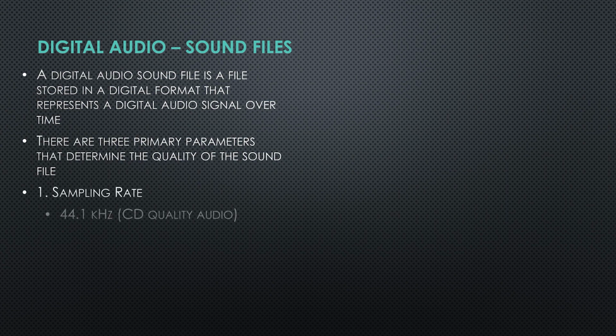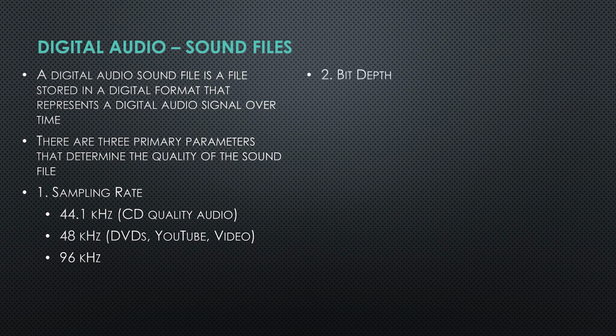One is the sampling rate, which could be 44.1, which is CD quality audio, has been for a long time and still is. 48 kilohertz, that's things like DVDs, Blu-ray, YouTube videos, really just almost all video files will use 48 kilohertz as their sampling rate. 96K, which is going to be significantly higher, quite often used for recording audio, so you capture at a higher quality, but you might end up reducing that quality once you send it out to the world.